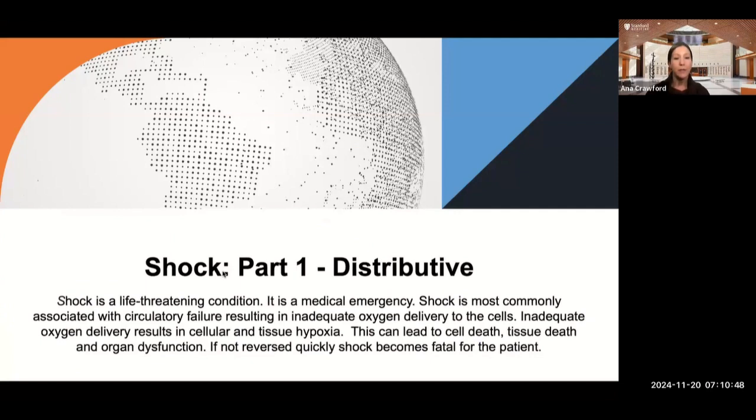Today, again, we are discussing distributive shock. As we move through this discussion, it is important to remember that shock is a life-threatening condition. It is a medical emergency. Shock is most commonly associated with circulatory failure that results in inadequate oxygen delivery to the cells. Inadequate oxygen delivery results in cellular and tissue hypoxia. This can lead to cell death, to tissue death, and organ dysfunction. If it is not reversed quickly, shock becomes fatal to the patient.